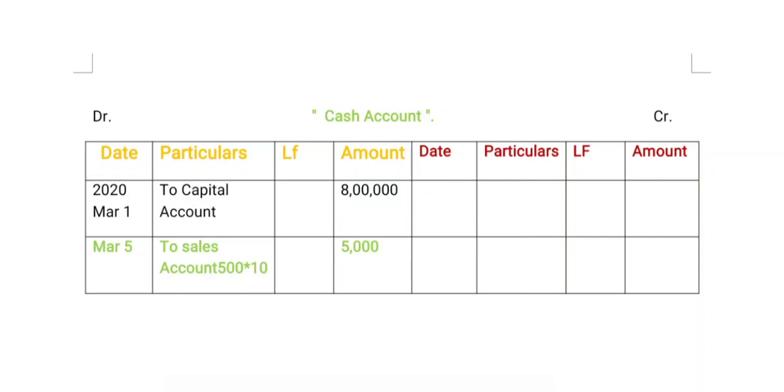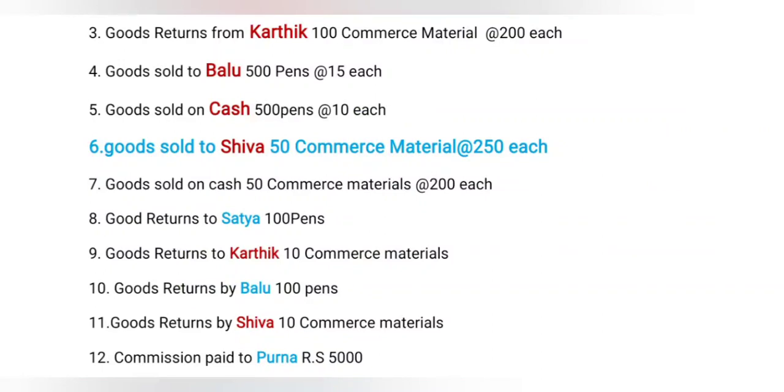Coming to the debit side of the cash book, in the date column, 5th March, to sales account. Here the goods are given in units, 500 units into 10 rupees, it is 5,000. The transaction is completed.